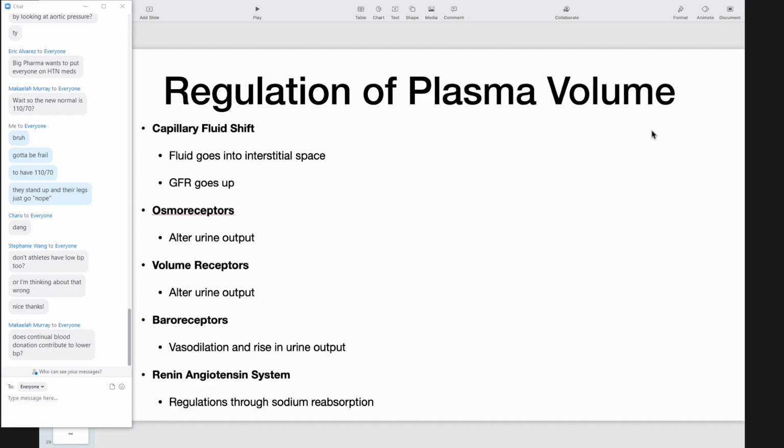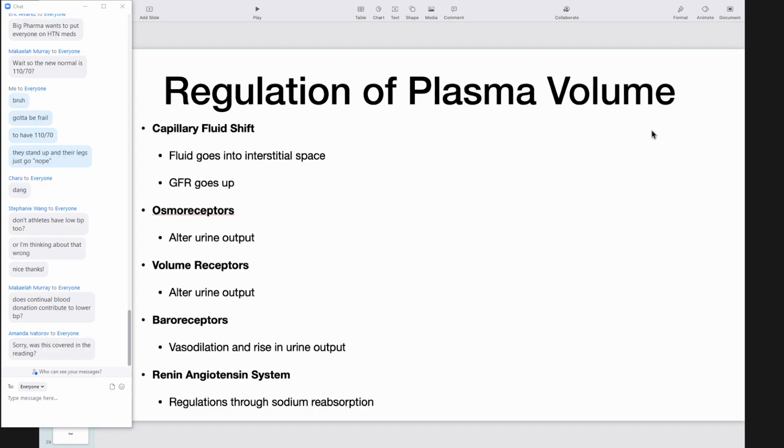During the kidney lecture, you can have osmoreceptors. Osmoreceptors will sense if our blood is too dilute or too concentrated, and we can alter urine output, either creating more concentrated urine or less concentrated urine. Volume receptors can also say, let's create more concentrated urine, or let's create less concentrated urine. Baroreceptors, which measure pressure directly, can change vasodilation, but can also change urine output.